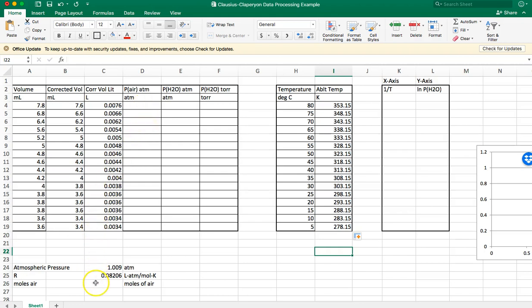The first thing we need to find out is the number of moles of air that are in the bubble, and then we need to figure out the number of moles, or the partial pressure, sorry, due to air at each data point. So let's start down here first.